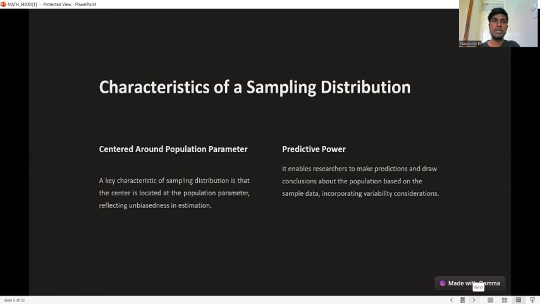Next is characteristics of sampling distribution: centered around the population parameter, and predictive power. Predictive power means it enables researchers to make predictions and draw conclusions about the population based on the sample data, incorporating variability considerations. Centered around the population parameter: a key characteristic of sampling distribution is that its center is located at the population parameter, reflecting unbiased estimation.